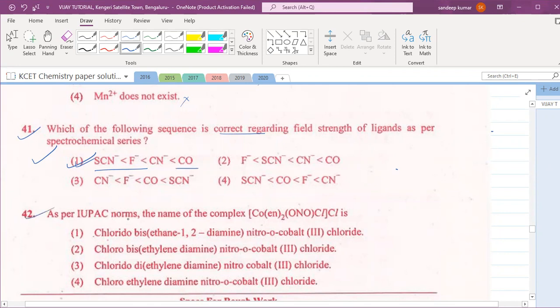As per the IUPAC norms, the name of the complex. What is this name? For en2, we will use bis, not di. We are using bis here and here, right? Ethane-1,2-diamine it is. This is chlorido, so in alphabetical order chlorido comes first. Bis(ethane-1,2-diamine), so the first option is correct.